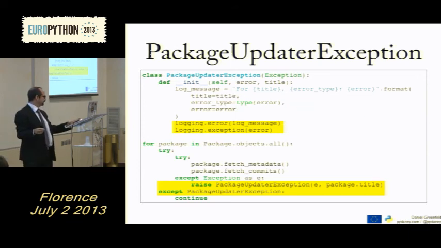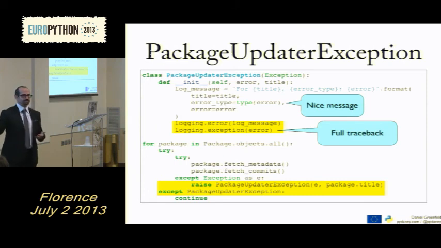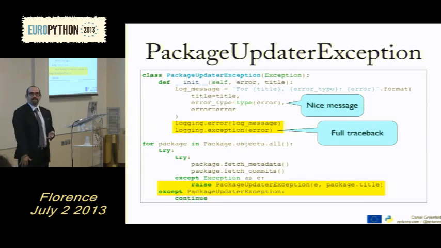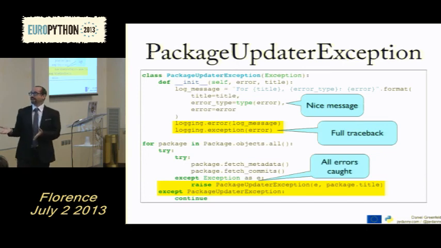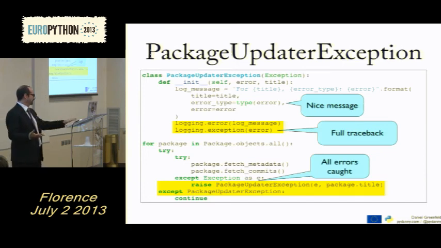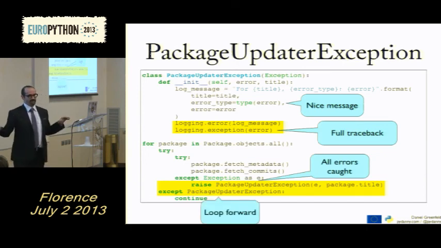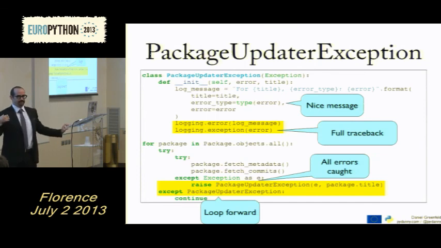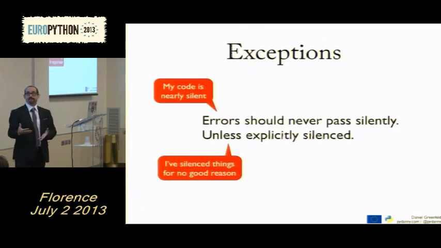Oops, let me go back one. There we go. So the nice full traceback was thanks to Richard Jones, who's off in PyCon Australia. Hey, Richard. And now I have all errors caught, and I loop forward. Once I do that, I log it and I continue. So I capture the error, and then I explicitly silence it and continue going, which is, again, now I was in compliance with the Zen of Python.